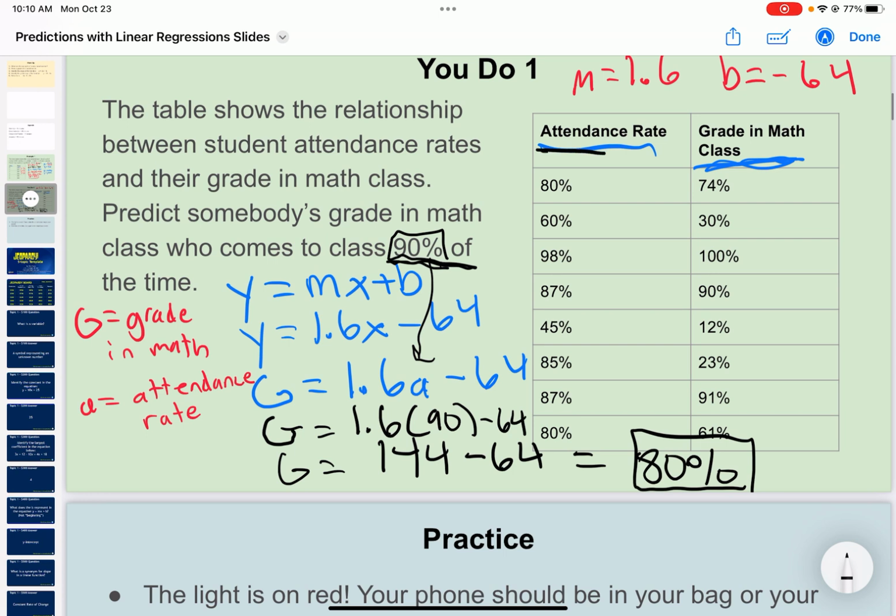Now, is attendance the only thing that determines your grade? No. There are many different things that determine your grade, right? So this just helps us make a prediction. It doesn't mean it's exactly right. It just helps us make a prediction, okay?